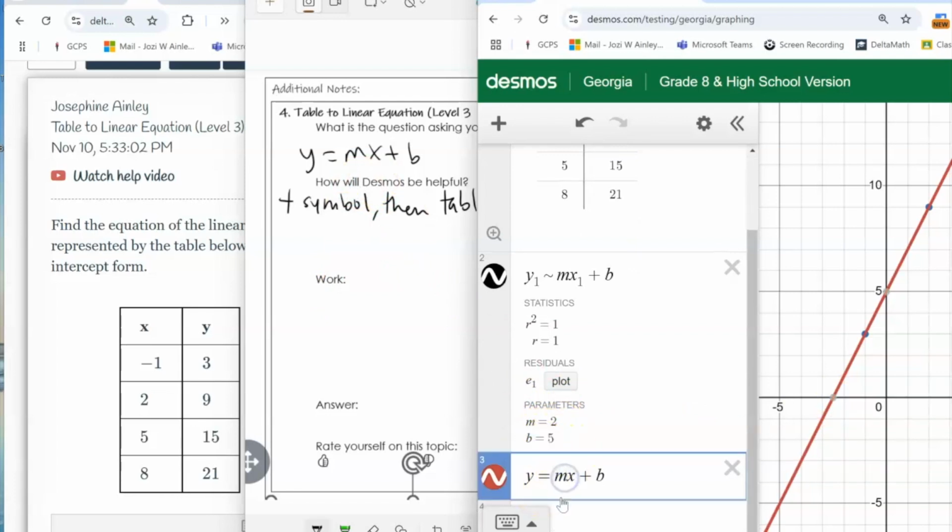And I'm going to check that in the calculator. So I said my M, I'm going to replace that with a 2. And my B is 5. And if this is correct, red should line up with black, which it does, which lines up with blue. All right, so double check or triple check your answer in here.